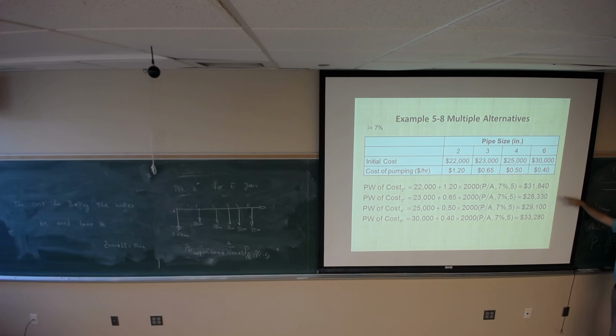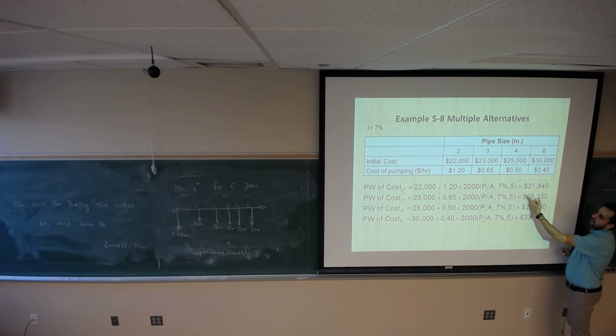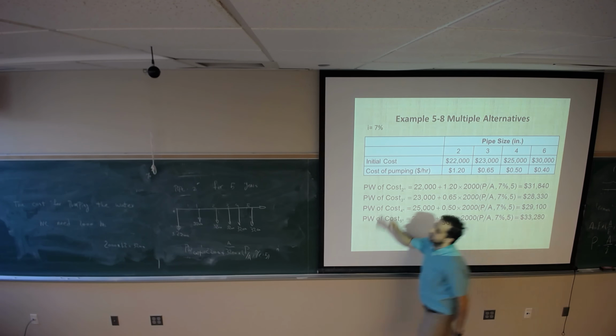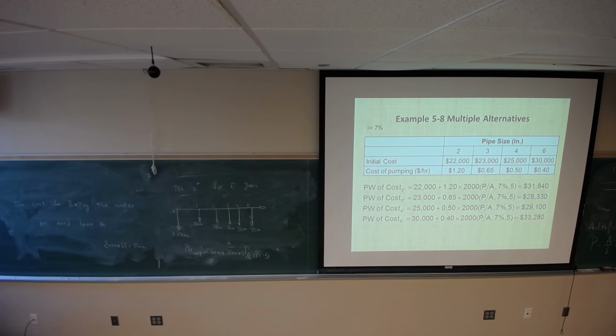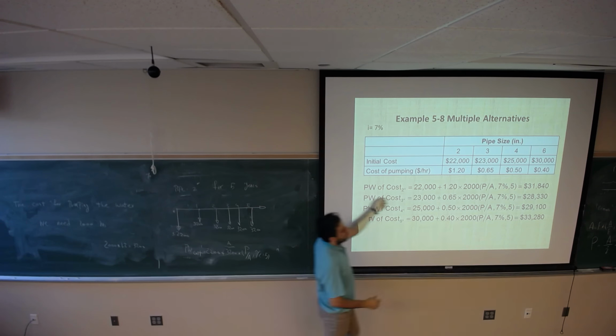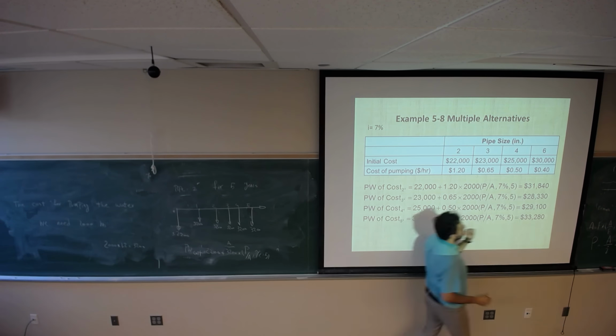If you repeat this for all different alternatives, you will get these numbers. If you compare them, this one has the lower cost. So you select 3-inch for the pipeline. Since it's a cost, you prefer to pay less. Good?